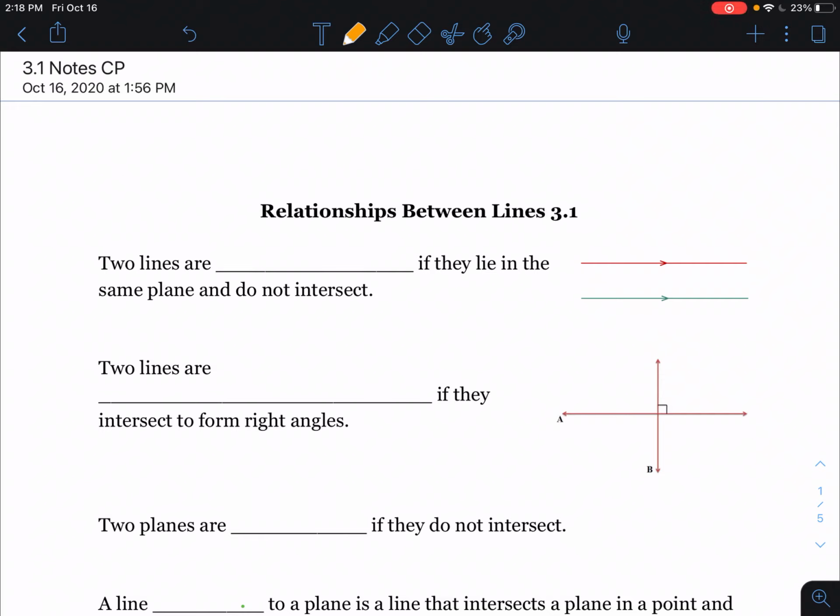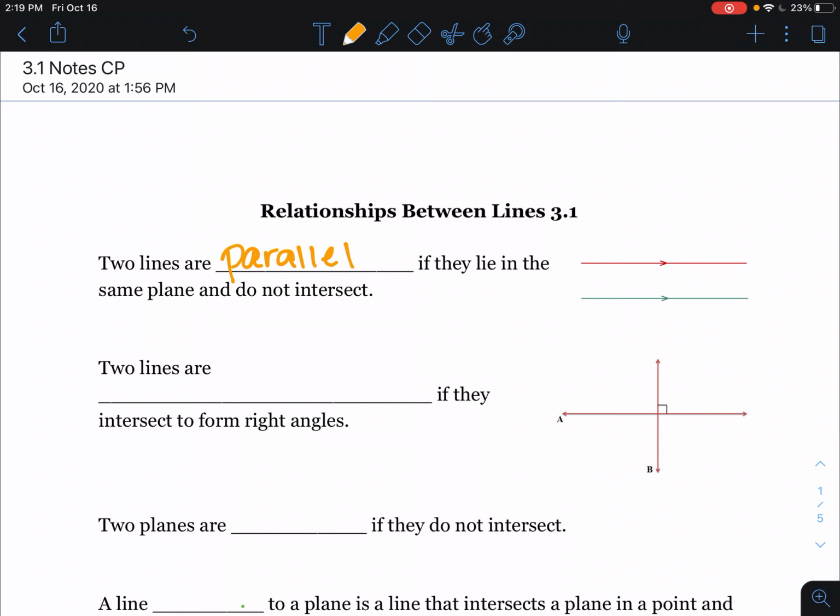Alright, so we're starting off the chapter talking about the relationship between lines. Basically, it's about when two lines intersect in a special way, or don't intersect. So, we have these two lines here that never ever touch. Two lines that lie on the same plane and do not intersect. You guys might remember this as parallel. Two lines are parallel if they never intersect.